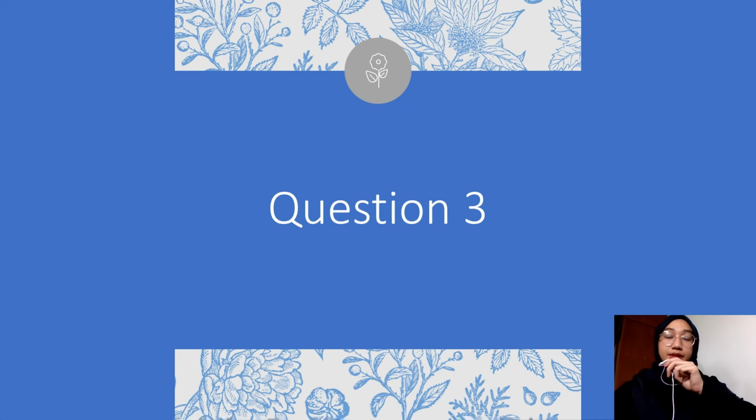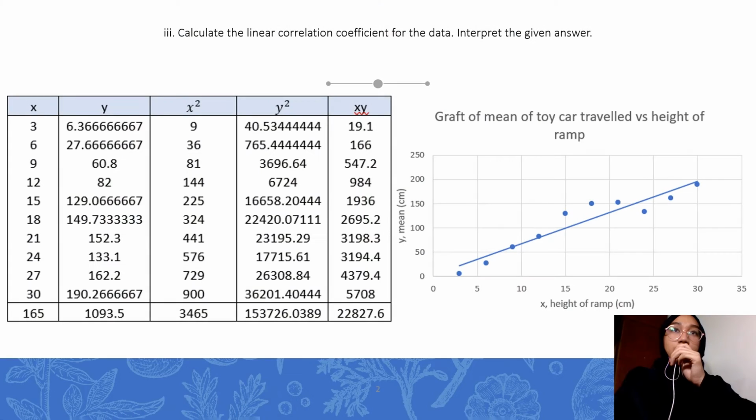So today I'll be presenting about the PBL on question 3 and question 5. So let's take a look at the question first. Calculate the linear correlation coefficient for the data, interpret the given answer.